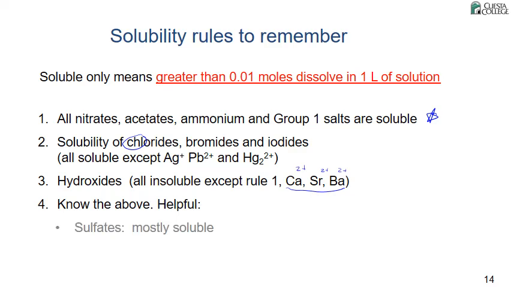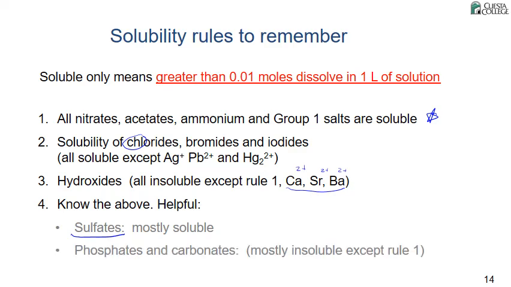So know those. A helpful rule is that sulfates are mostly soluble. It's helpful to know this because sulfates are very common in a chemistry lab. Another rule that's helpful to remember is that phosphates and carbonates are mostly insoluble, again, except for that special rule number 1, which was the group 1 salts and ammonium cation salts.